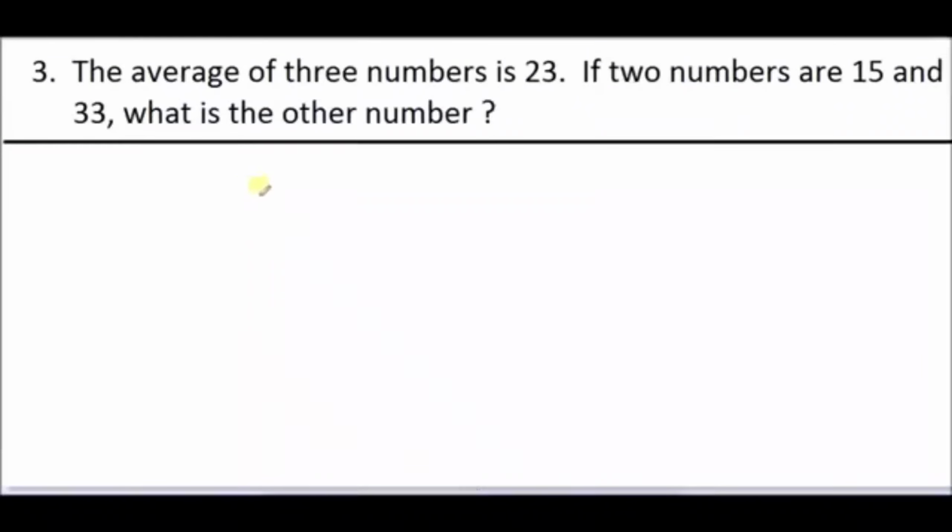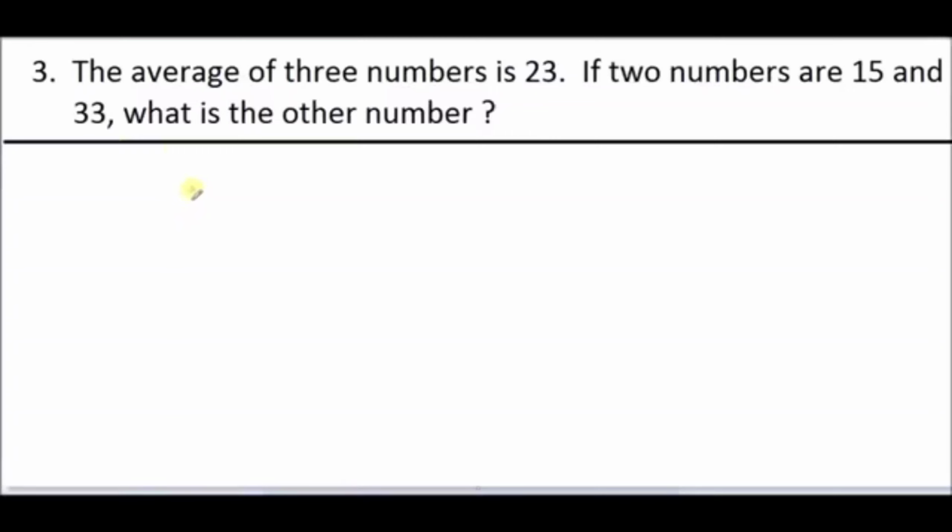Now we can solve this question. The simple logic. It's a very small question. The average of three numbers is 23. Any three numbers, whatever they may be. Average of three numbers is 23. If two of those numbers are 15 and 33, what is the third number? What is the other number they are asking, right?